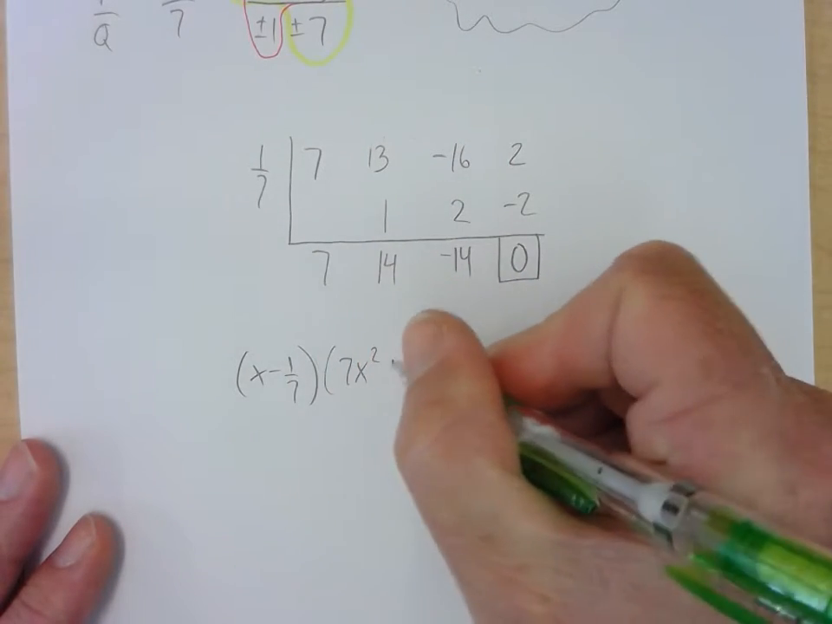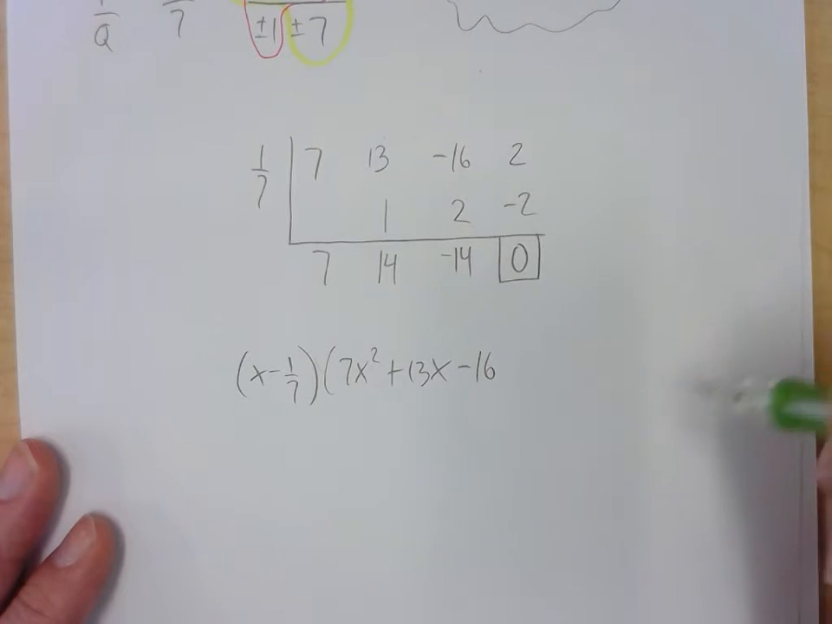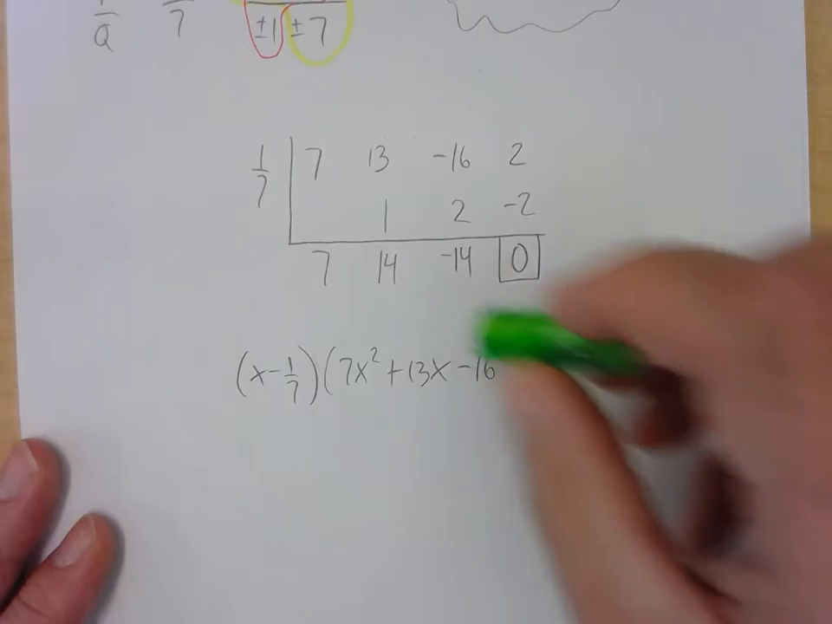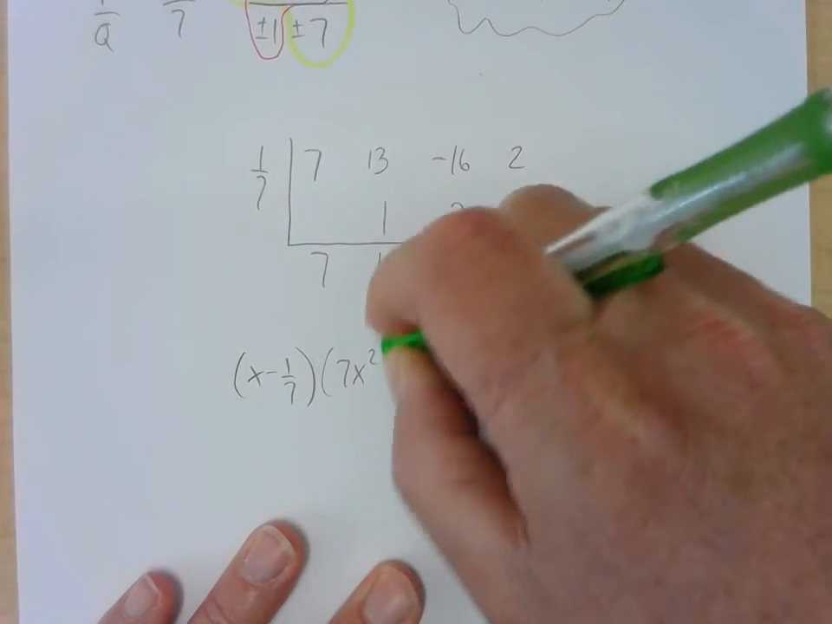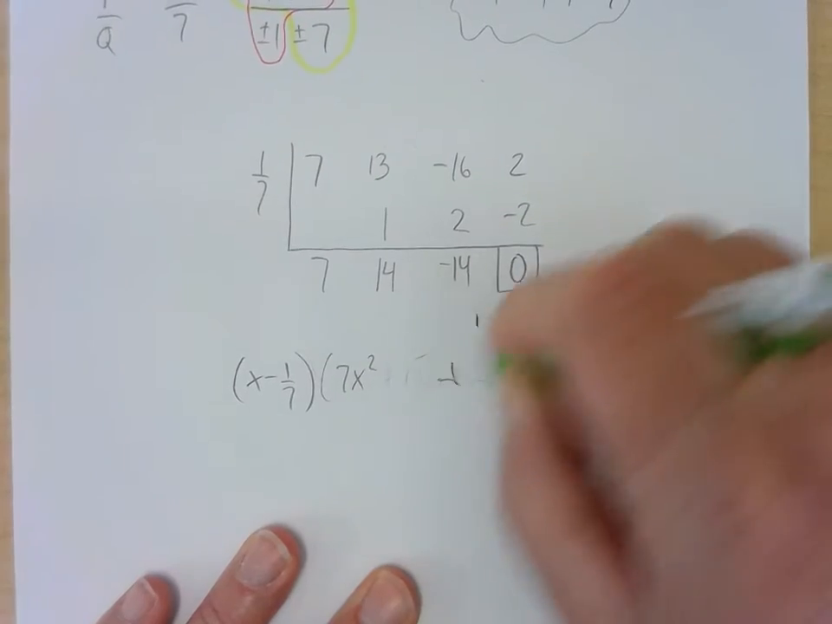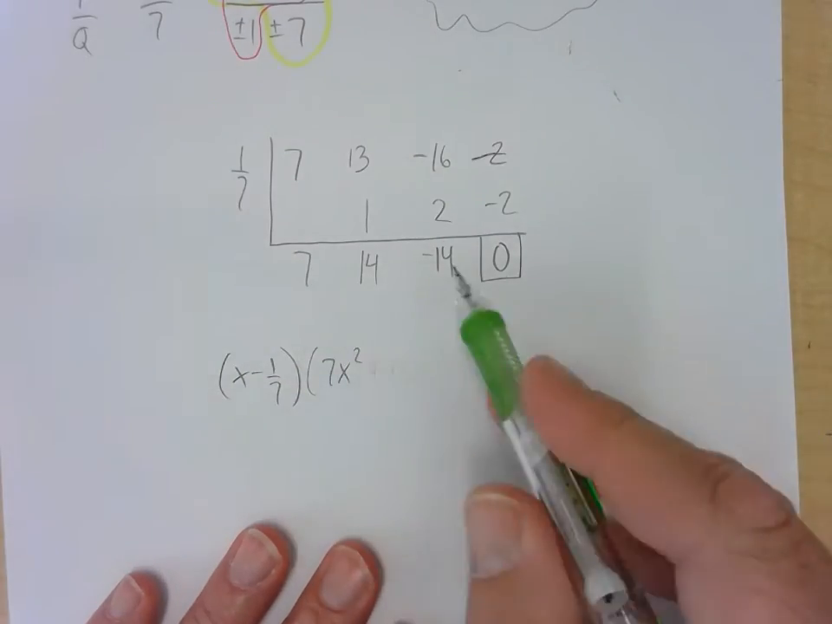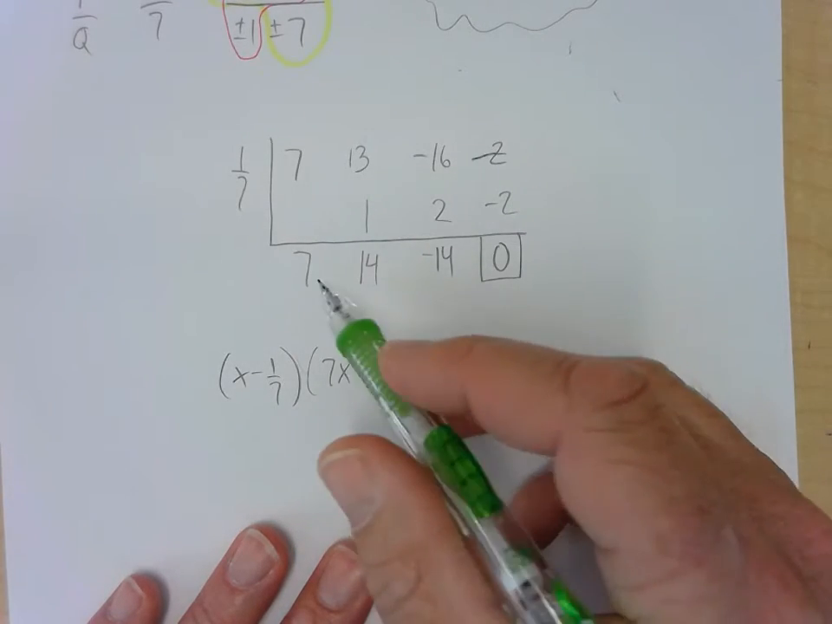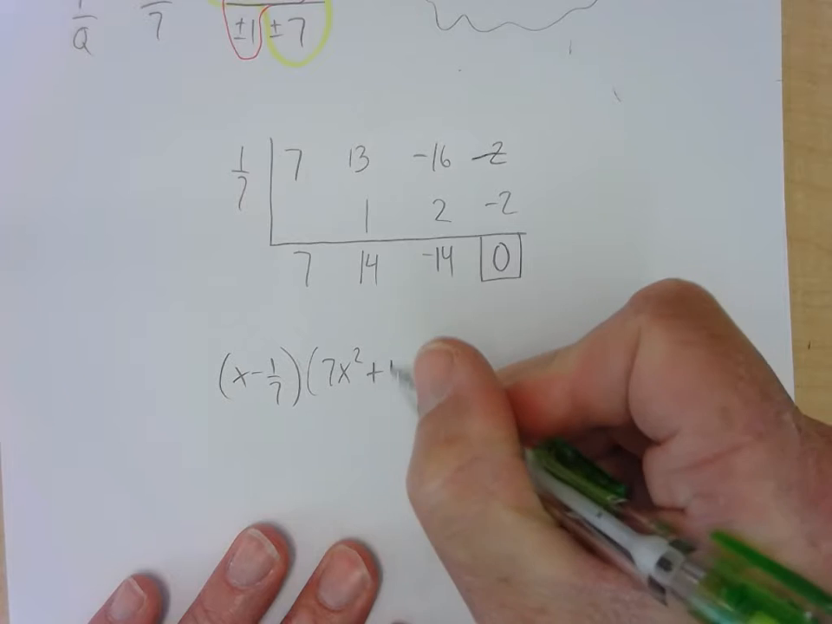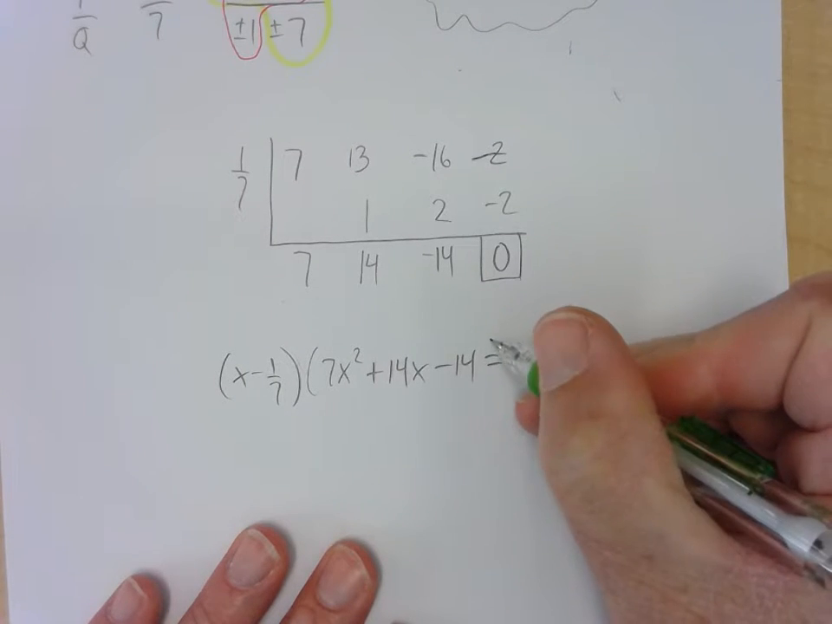7x squared plus 13x minus 16. Oops, I'm doing the bottom part here. Got a little carried away. But I caught my mistake. That's the main thing. Started writing down the wrong numbers. It's these numbers here. The two outside things multiplied together make the inside thing. So it's 7x squared, 14x minus 14 equals 0.